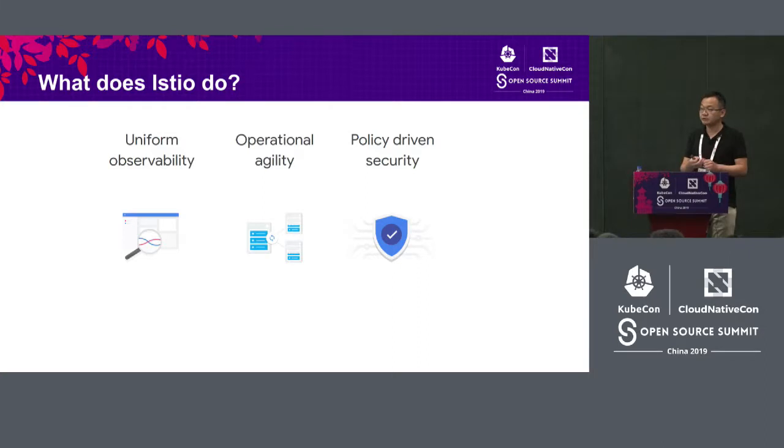Second is operational agility, which is mostly about traffic management. So Istio provides you advanced load balancing, traffic shifting, traffic splitting, circuit breaking to help you manage your traffic easily. And the last is to provide the security you need to secure your service communication, plus declarative policy, which you can easily describe your intent. Like you can easily turn on mutual TLS to enable data in transit encryption, plus authentication, authorization, and audit to protect your service.